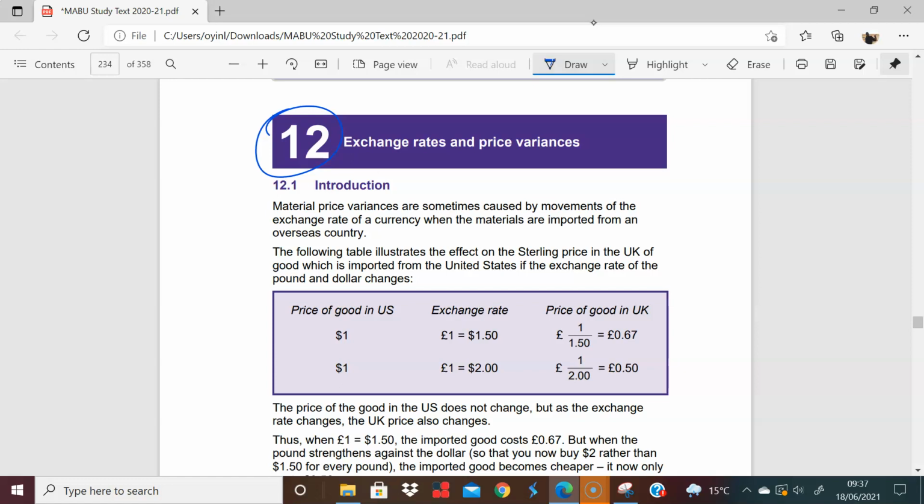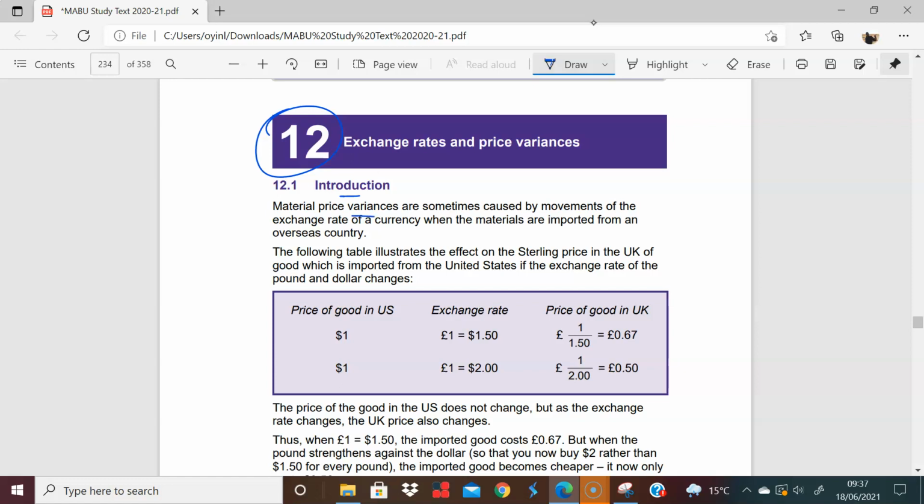One we looked at yesterday was inflation. The one we're looking at today is exchange rates, when you have exchange rate variances and when exchange rates affect the price of our currencies. Let's see what's going on here. So, for example, introduction.